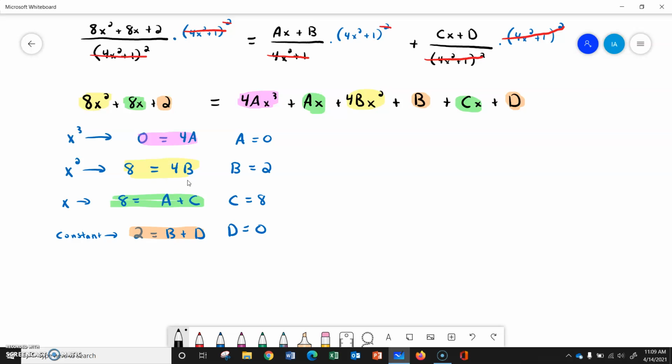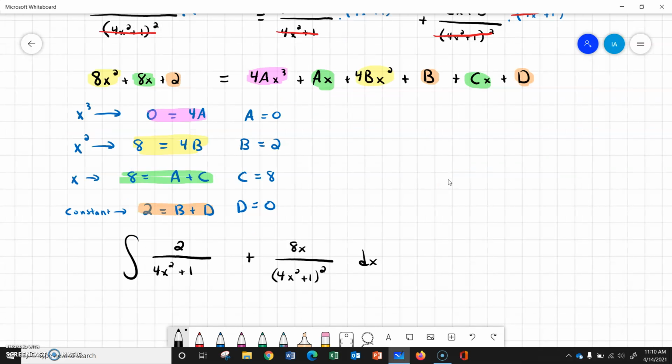But go back up here to our partial fractions, ax plus b, and we'll fill in our a and b. So that was ax plus b, which will be 0x plus 2, so we'll just have 2 on top. And that's over 4x squared plus 1. And then separately, we have cx plus d, and that will be 8x. And on bottom, that fraction had 4x squared plus 1 quantity squared. So we're trying to integrate all of this in terms of x.